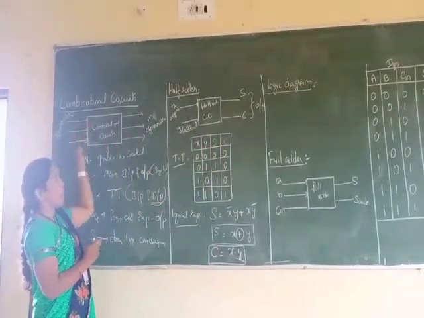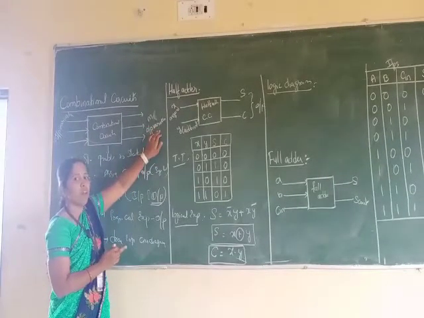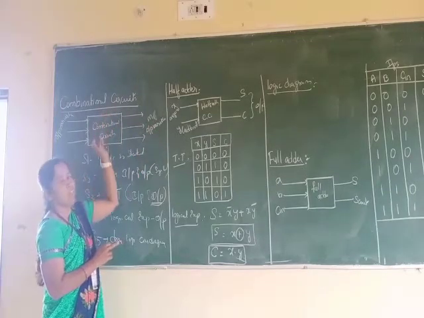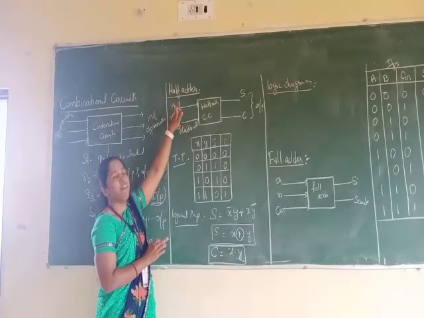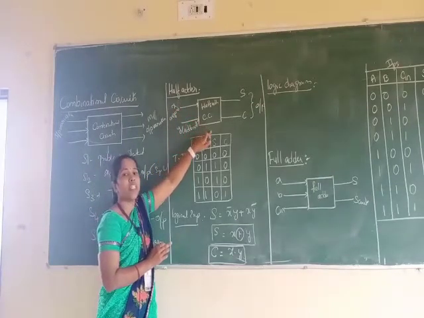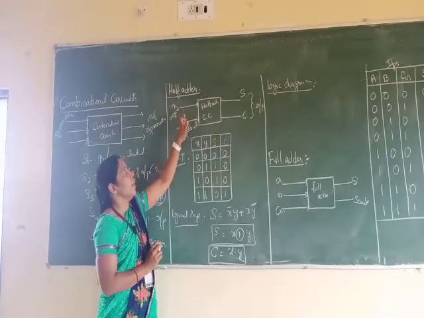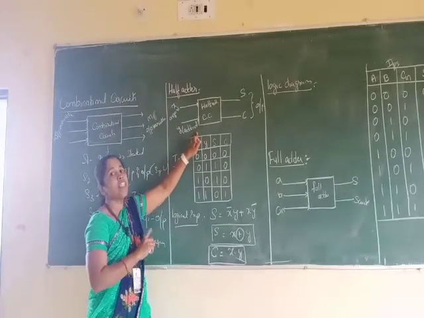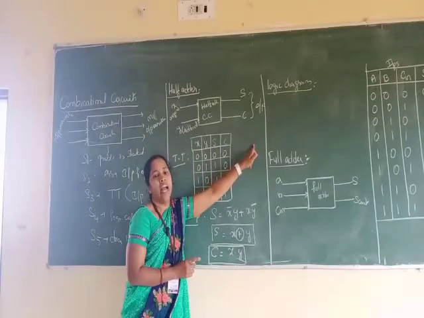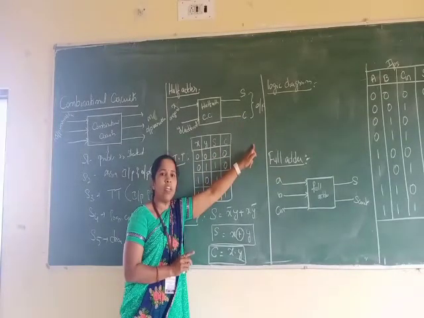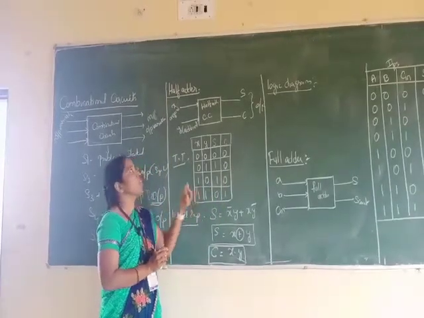So the combinational circuit has n input variables generating m output variables. The output variables are always functions of the input variables. You can give the definition of half adder as follows: it is a combinational circuit which takes two input variables, augend and addend, and generates two output variables, sum and carry, and it is used to perform binary arithmetic addition of two variables.